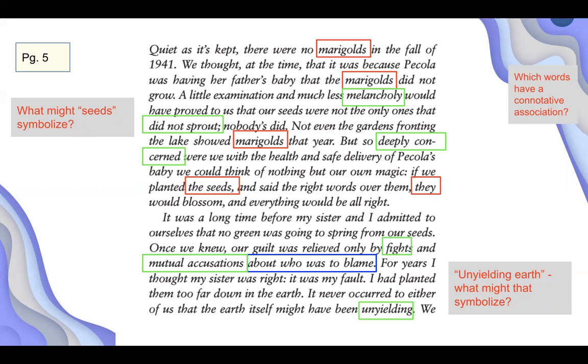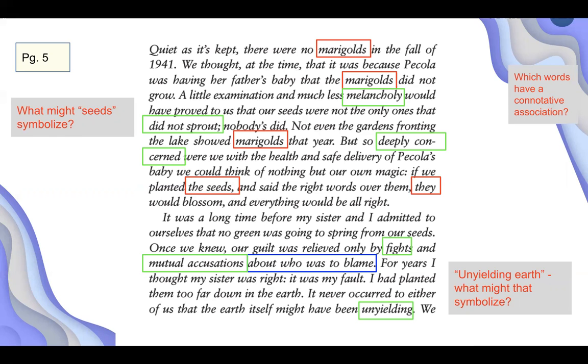Once we knew, our guilt was relieved only by fights and mutual accusations about who was to blame. For years, I thought my sister was right. It was my fault. I had planted them too far down in the earth. It never occurred to either of us that the earth itself might have been unyielding.